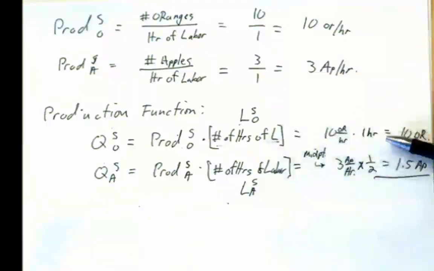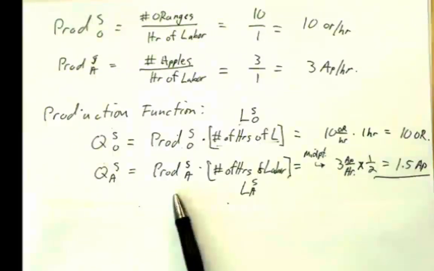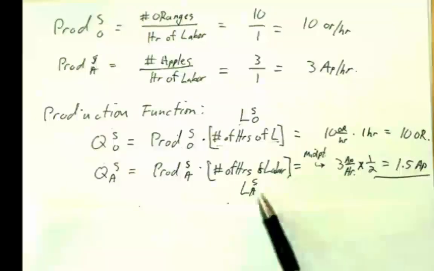If he devotes all 1 hour of labor to the production of oranges and his productivity is 10, that tells us he's going to be able to produce 10 oranges. That's how we apply the production function. Just multiply the productivity times the number of labor hours he's using in orange production. QAS, quantity of apples produced by Smith, is the productivity of apples times the amount of labor devoted to apple production, LAS, in hours of time.